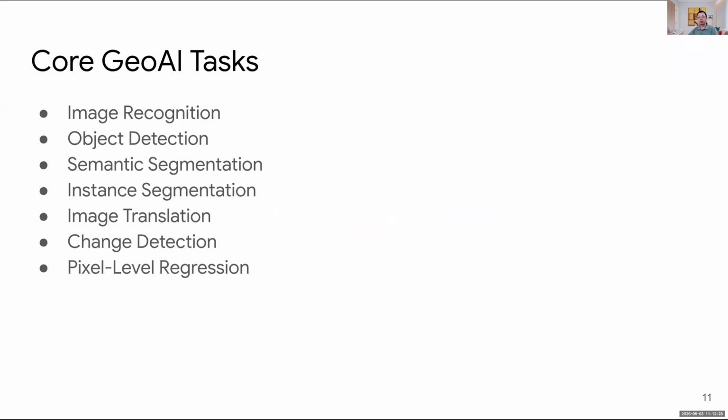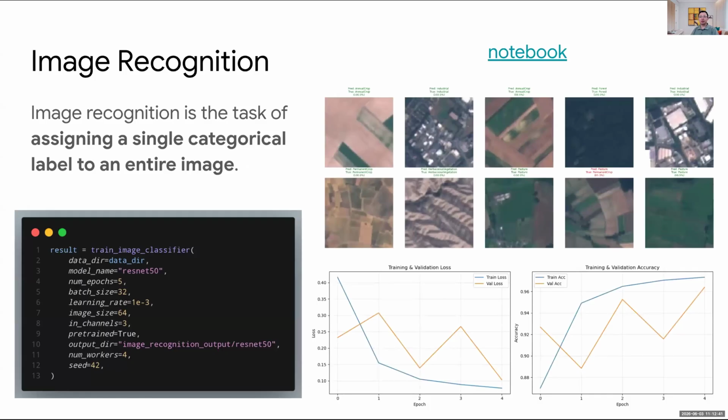So next time when you have some problem that you want to use GeoAI for, you know what kind of task it is. So you need to basically understand the scenario for the use cases for each task. And the first one is image recognition.